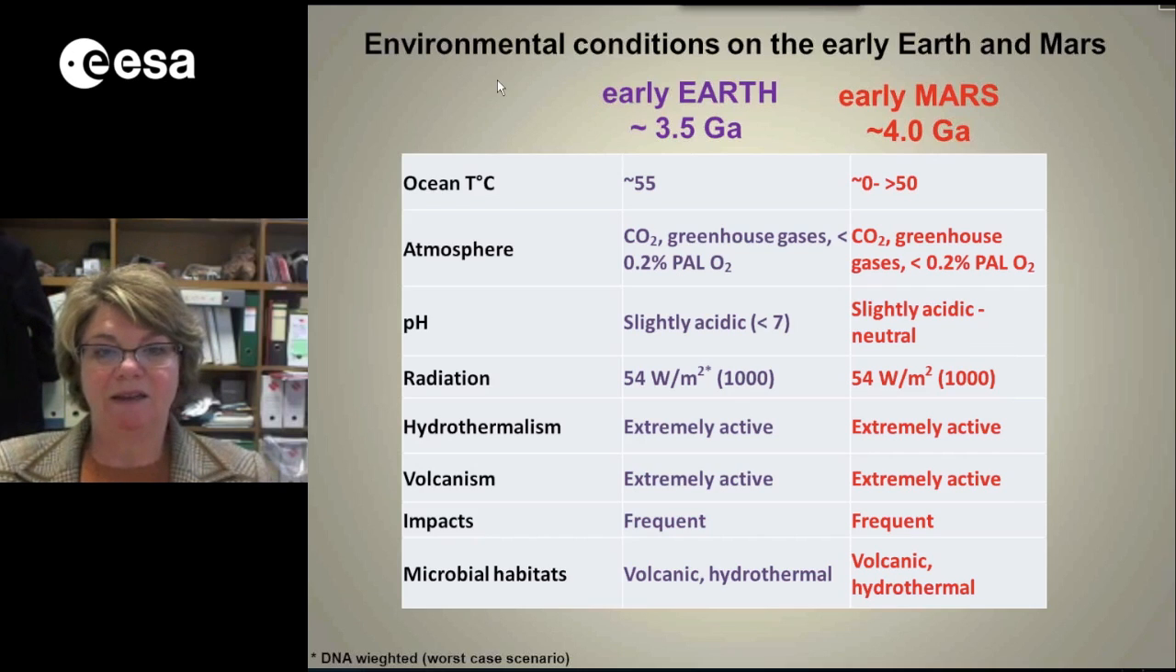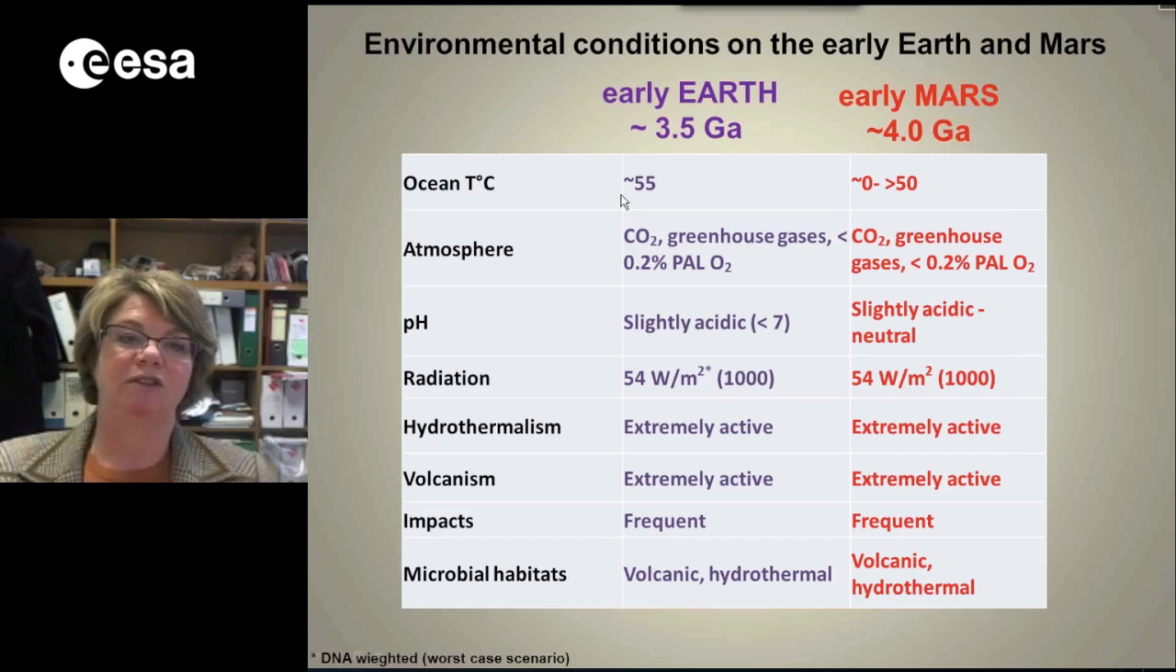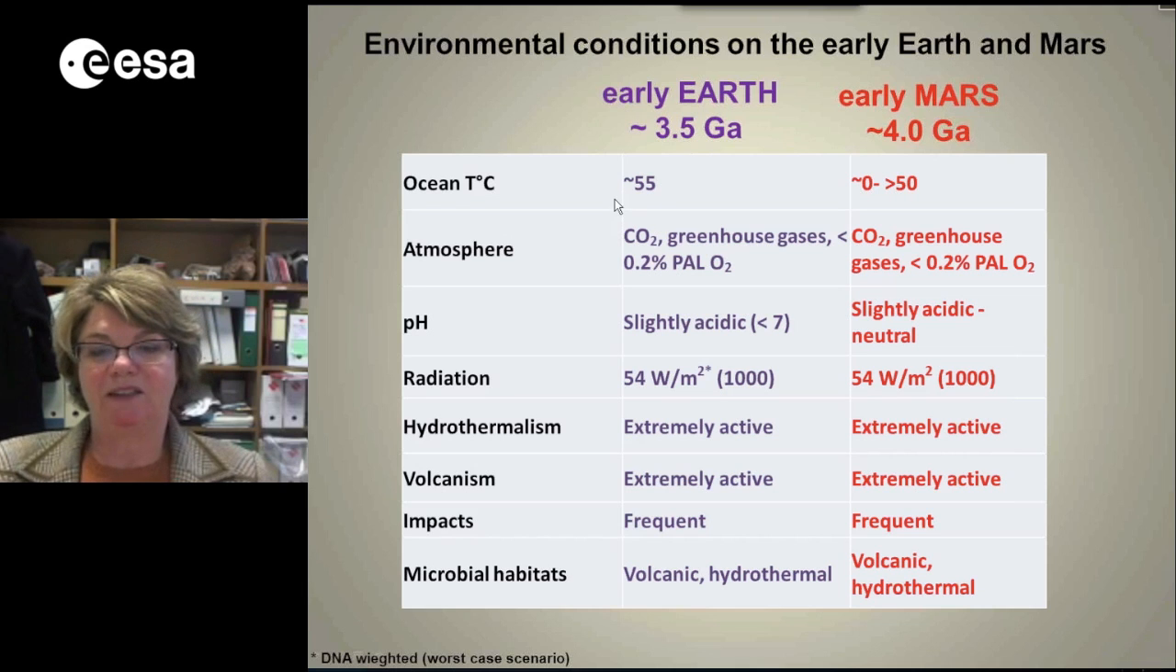If we look at the global environmental conditions on both planets in the early part of their history, they're basically very similar. Ocean temperatures on the early Earth were pretty hot because the mantle was much hotter. The Earth was still cooling down, and still is cooling down. On Mars, we don't really know what the temperatures of the impact crater basins or the sea on the northern hemisphere of the planet were.